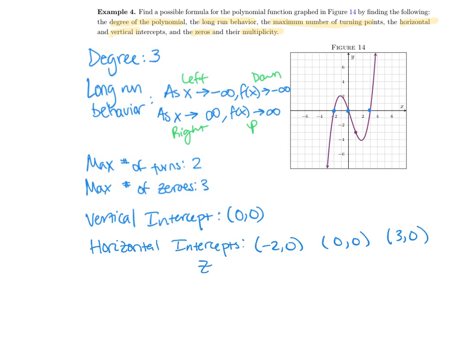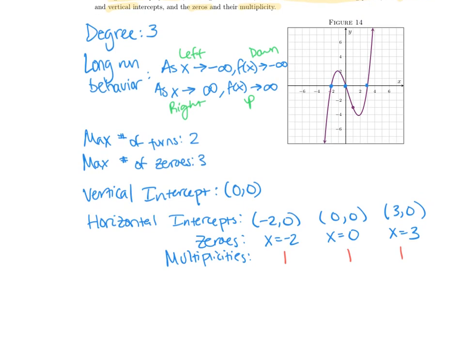And then our zeros is essentially the same information, but with x is equal to. So we'll have x is equal to negative 2, x is equal to 0, and x is equal to 3. And then underneath, we'll list all of their multiplicities. We've already talked about this. Since all of the lines are going straight through the graph, they all have a multiplicity of 1. So this is the important information that we need.